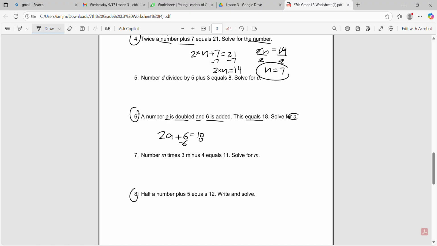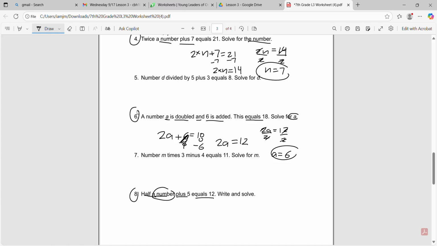Solve for a. So again, subtract 6 on both sides, and then you get 2a equals 12, and then divide by 2 on both sides, and you get a equals 6. Nice job. Number 8. Half a number plus 5 equals 12.